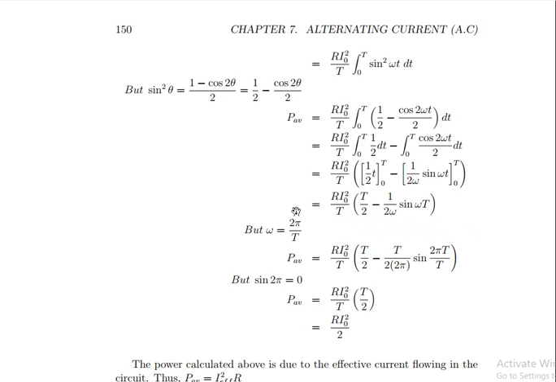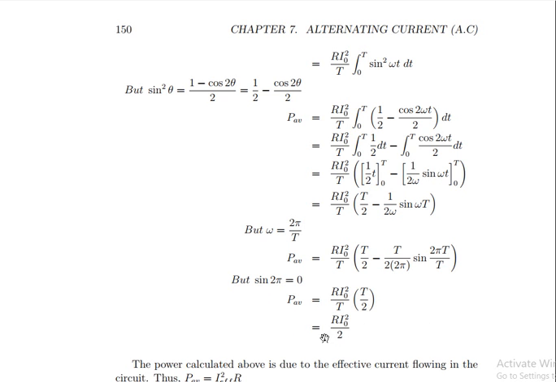But omega is equal to 2 pi all over the period. So when you substitute omega as 2 pi over the period, you have T all over 2 minus T all over 2 pi times sine of 2 pi T all over T. So sine 2 pi is going to give you 0. So this is why you're going to have power average equals to R I0 squared all over T into T all over 2. So this and this are going to cancel. So the power average is going to be R I0 squared all over 2. So this is the power average.